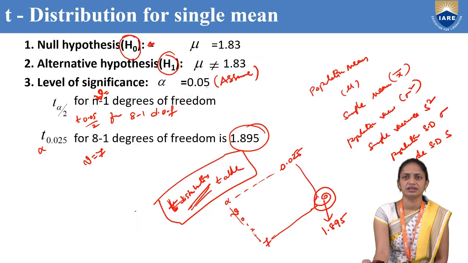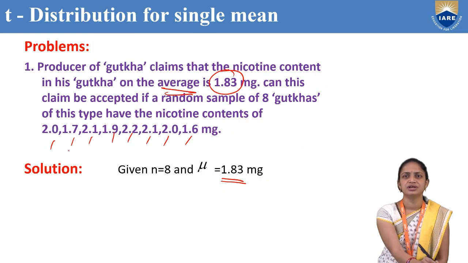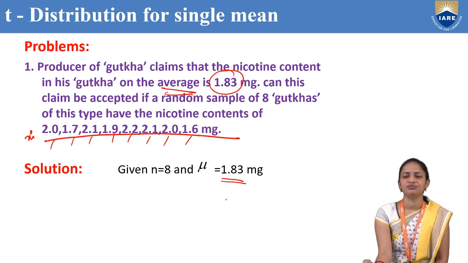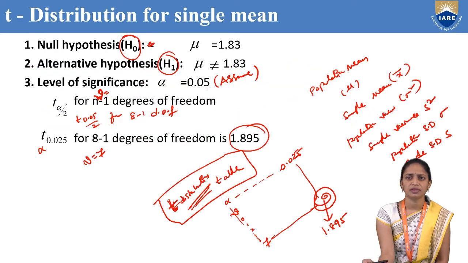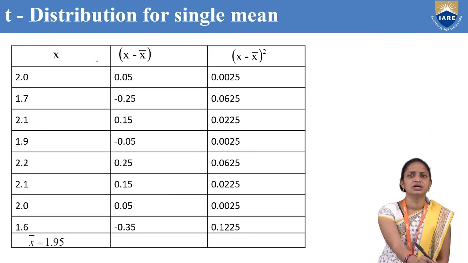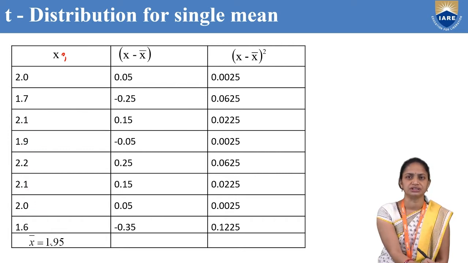That's why they have given the xi values. So these are all xi values, and we need to find s and x bar. For that, we need to make the table. The xi values are 2.0, 1.7, 2.1, 1.9, 2.2, 2.1, 2.0, 1.6.